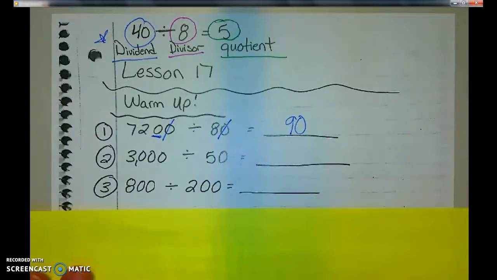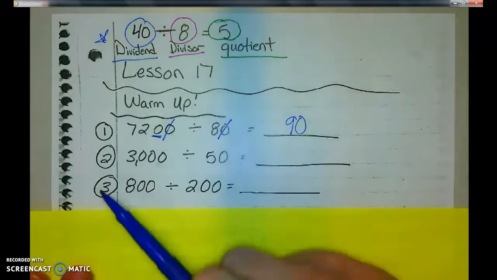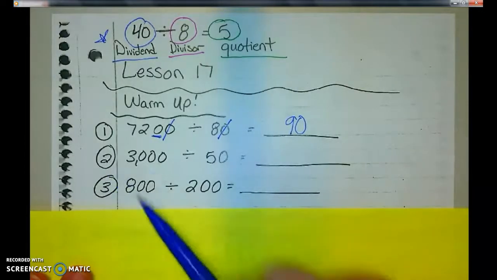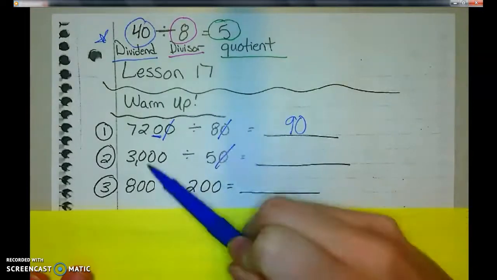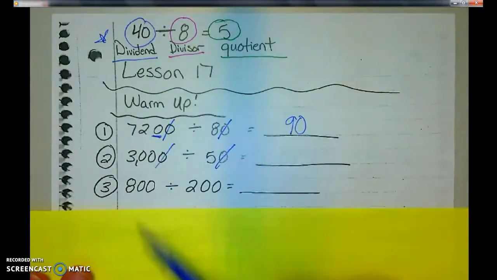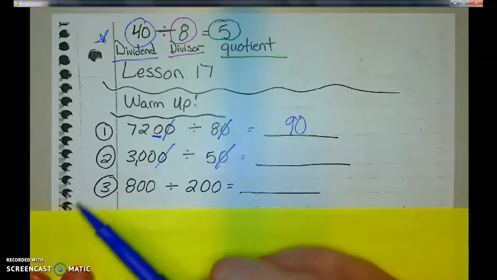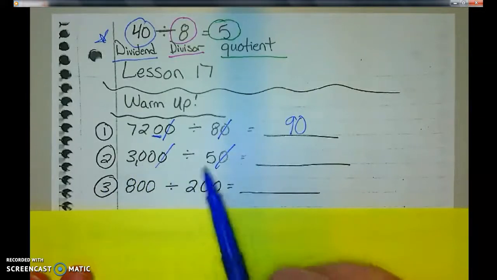There's another yawn sneaking up on me. I'm sorry, guys. Number 2, I have 3,000 divided by 50. Again, I'm going to start off by crossing out the zeros that they share. So now I have, this is a little tricky. Now I have 300 divided by 5.